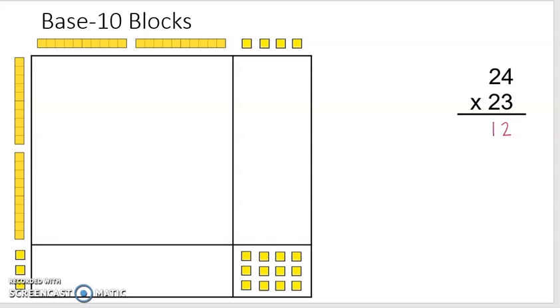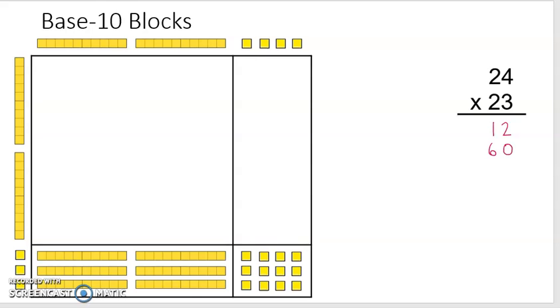Next, I look at the 3 units times 2 tens, which would be 3 times 2 in the intermediate algorithm. 3 units times 2 tens is essentially 3 sets of 2 tens, or 6 tens. In the intermediate algorithm, over here on the right, that would be 3 times 20, which is 60.